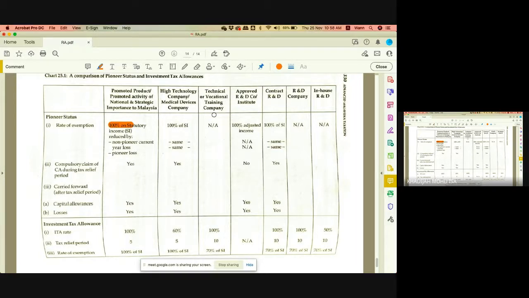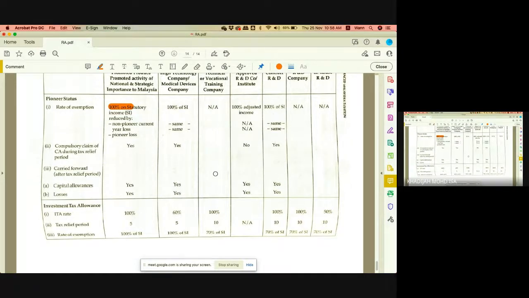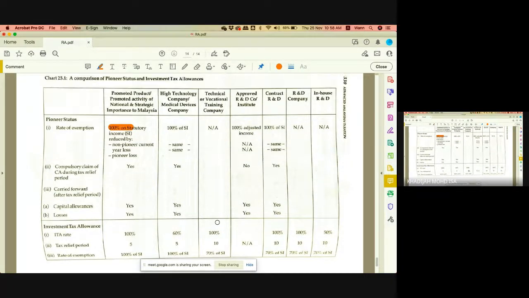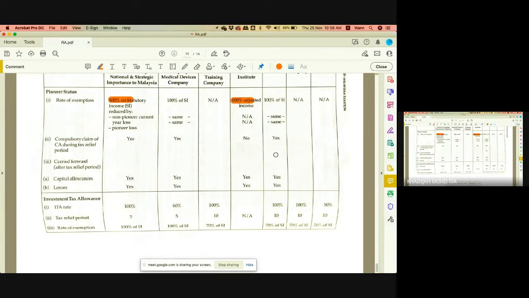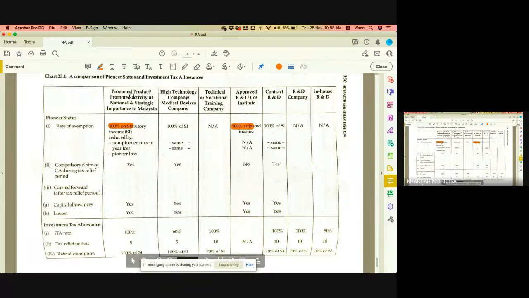You cannot claim under technical or vocational for pioneer, but you can claim under ITA. This one is 100% of adjusted income for approved R&D. This one is better because the abatement is against 100% of your adjusted income, so you do not claim any capital allowance in that case. Contract R&D is 100% of SI. If we have 100% ITA rate against 100% SI, there is a lot of exempt account here. But in this case, it's not only a promoted activity, but must be of national and strategic importance to Malaysia.